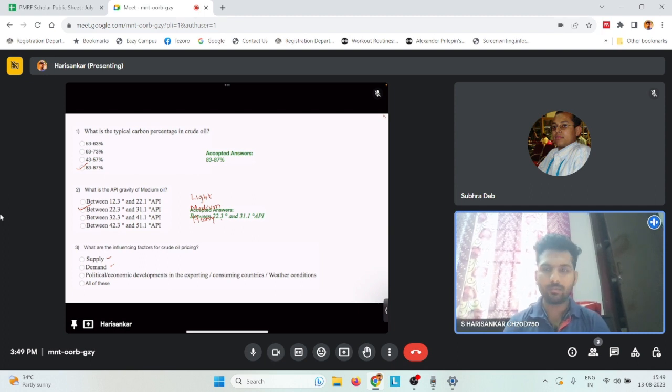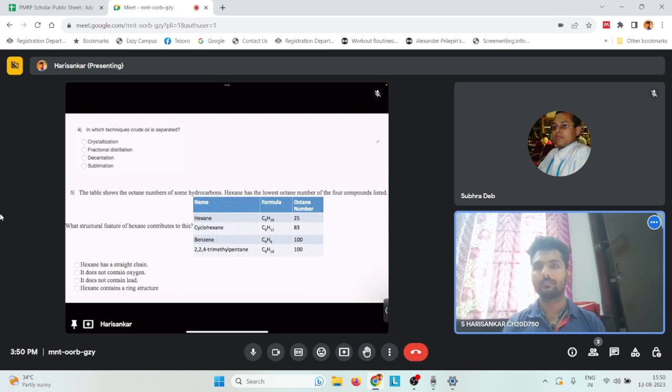So what are the factors that influence the crude oil pricing? Supply and demand are one of the important factors. Also, the political and economic developments in the exporting or consuming countries, as well as weather conditions. All these factors play an important part in crude oil pricing, so all of these is the right answer. In which technique is the crude oil separated? We saw the technique that is used, which is fractional distillation.